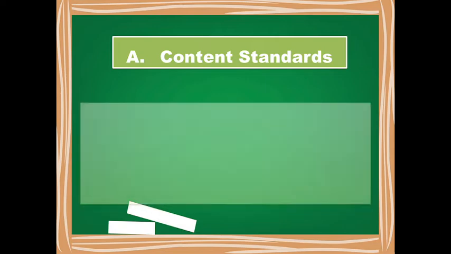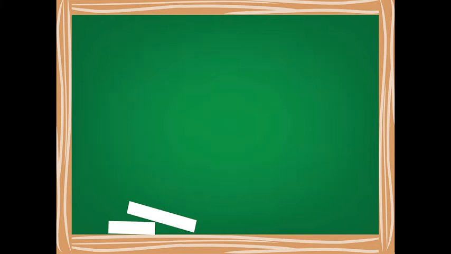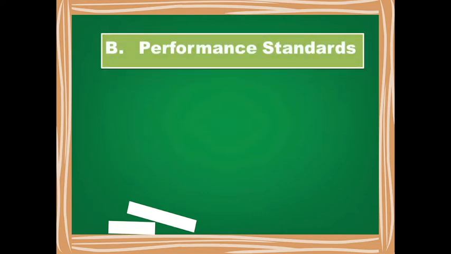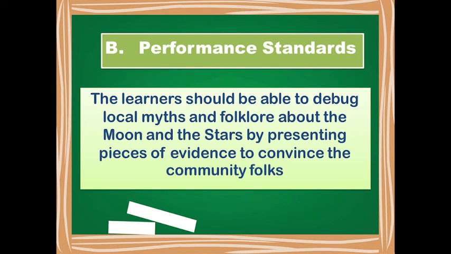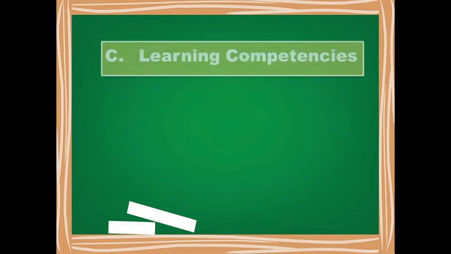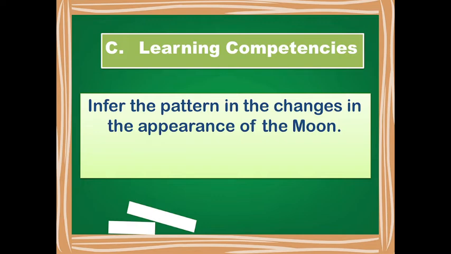Content standards. The learners demonstrate understanding of the phases of the moon and the beliefs and practices associated with it. Performance standards. The learners should be able to debunk local myths and folklore about the moon and the stars by representing pieces of evidence to convince the community folks. Learning competencies. Infer the pattern in the changes in the appearance of the moon.